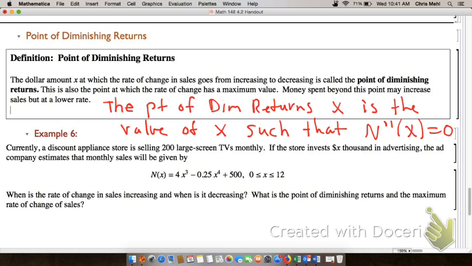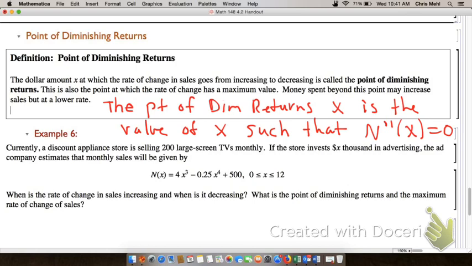Okay, so really the point of diminishing returns is going to end up being an inflection point on the graph of the original function, because it's a place where the second derivative will end up being 0. Okay, so we'll go through this example.